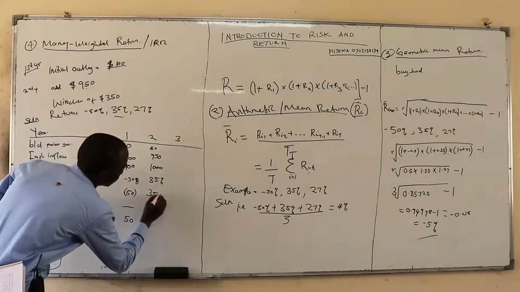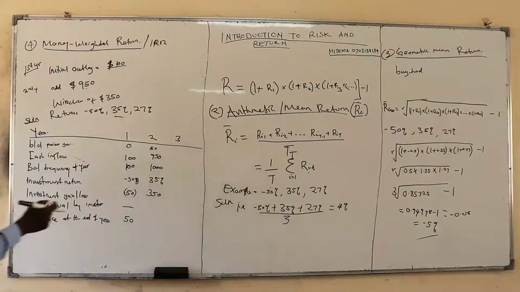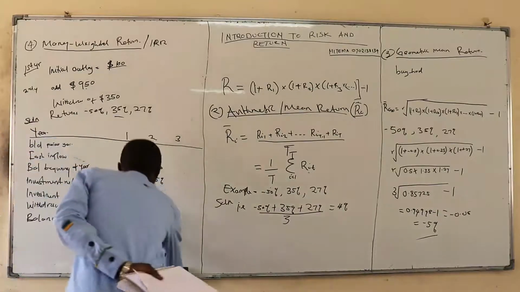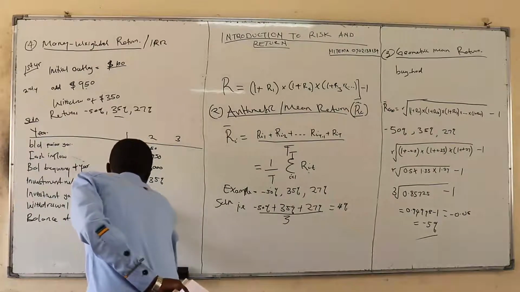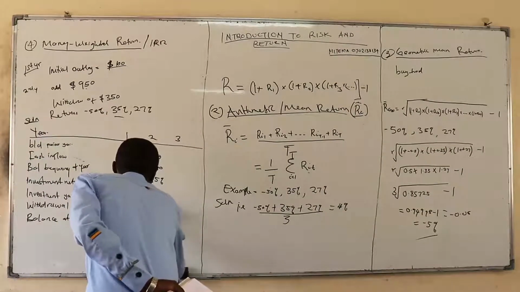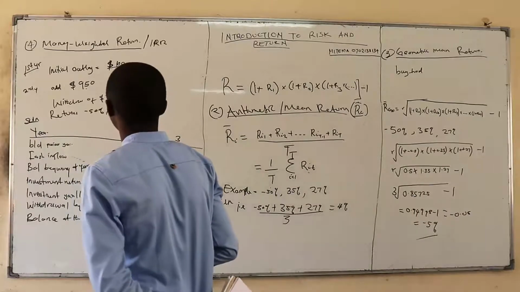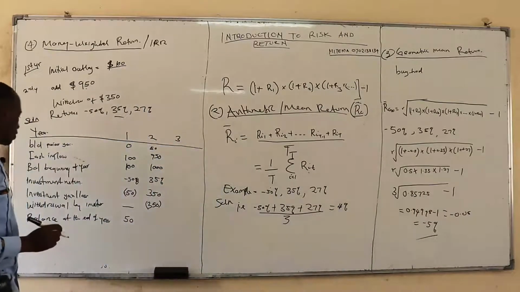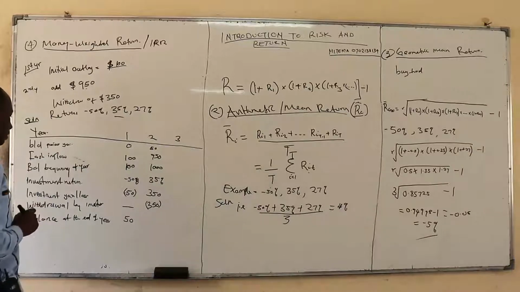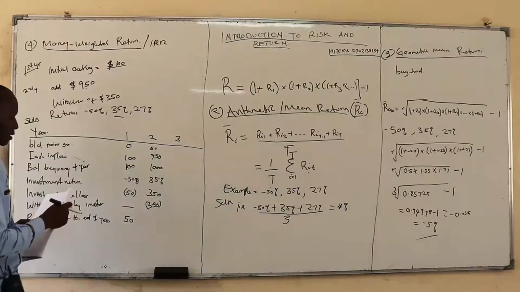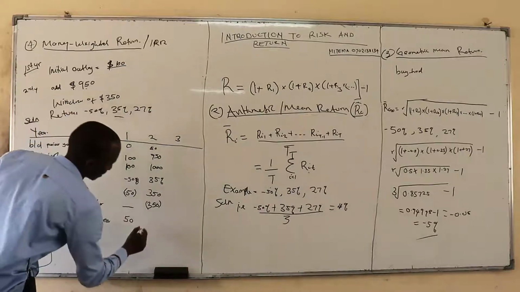Now, in this scenario, 350 is not a loss because he made a profit; the investment gives him a return of 35%. Again, you are told that in the same year he made a withdrawal of 350. So this is subtracted from the cash flow, and the balance at the end of the year will also remain to be 1,000.